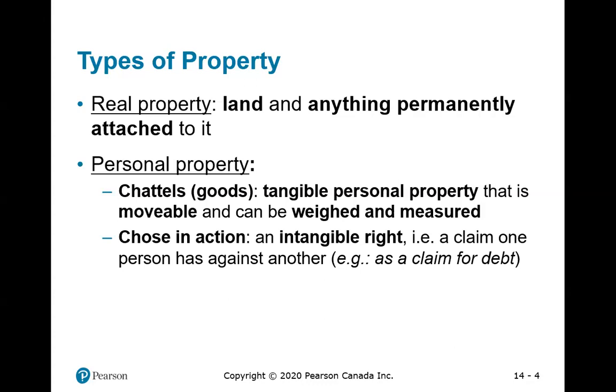With regards to personal property, well, we have chattels, goods. We saw this in the past. So chattels mean goods, and they are tangible personal property. Tangible meaning we can touch, we can count. So goods, anything that can be weighed and measured. So your pencil, your pen, your water bottle, your smartphone, laptop, backpack, chairs, table, they are all chattels. They are all goods. And then we have chose in action, an intangible right.